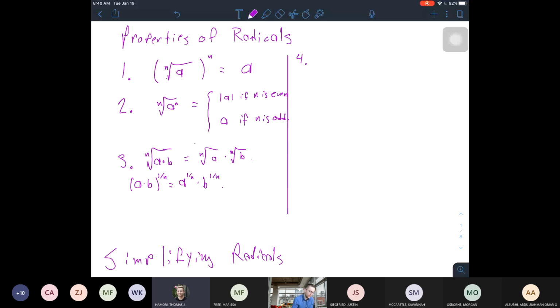Fourth property we have, nth root of a divided by b. Same deal as before, it's going to be equal to the nth root of a divided by the nth root of b. Okay.